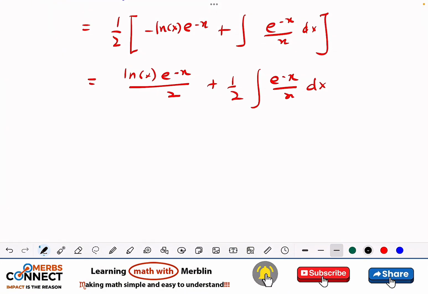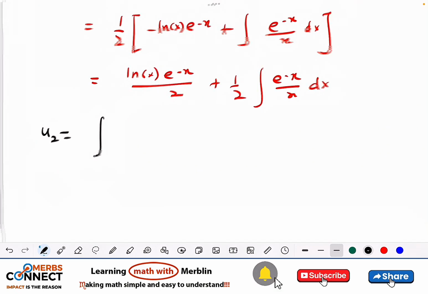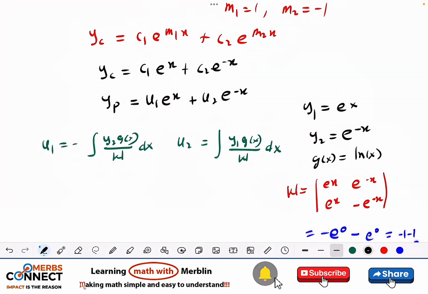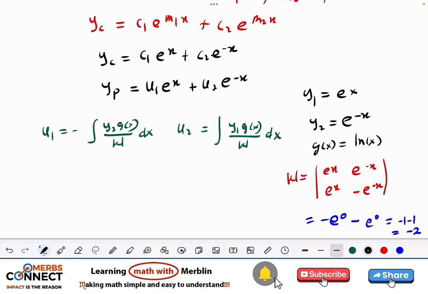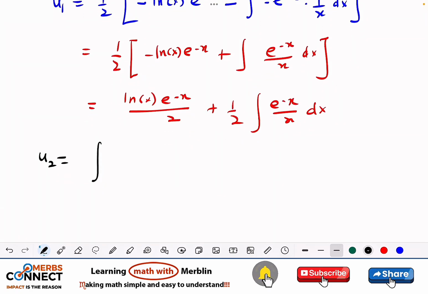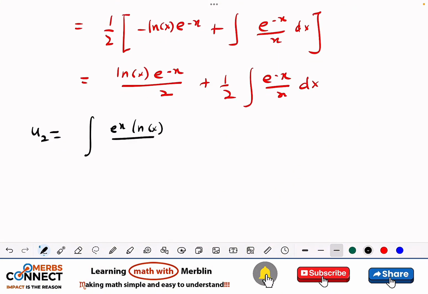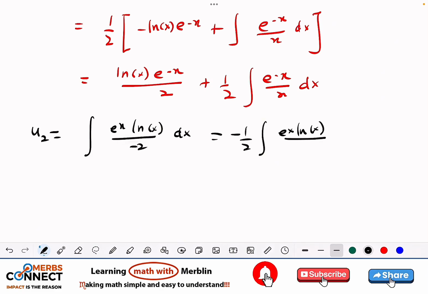So u2 is going to be the integration of y1. What is y1? y1 is e to the power x times ln x, and then the Wronskian was -2. So -2 dx. This one too is going to be the same thing as the one we did. We cannot integrate everything, so we integrate and leave it somewhere, and then we are done.